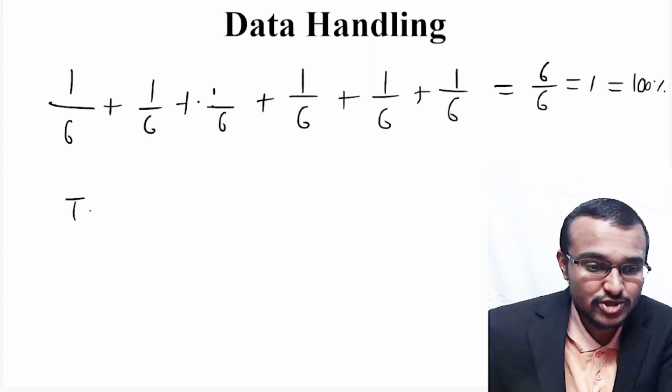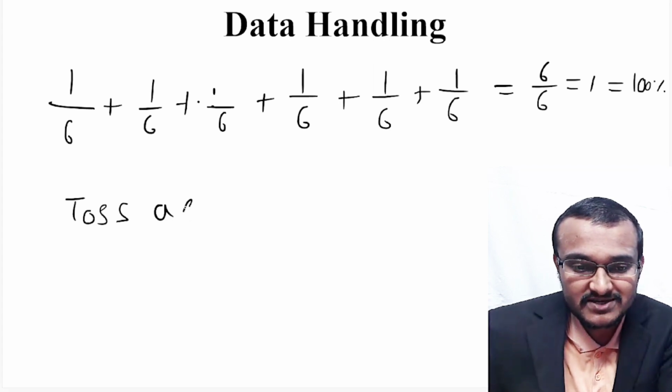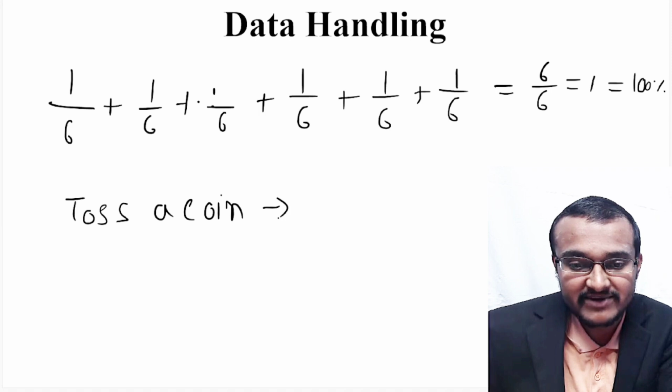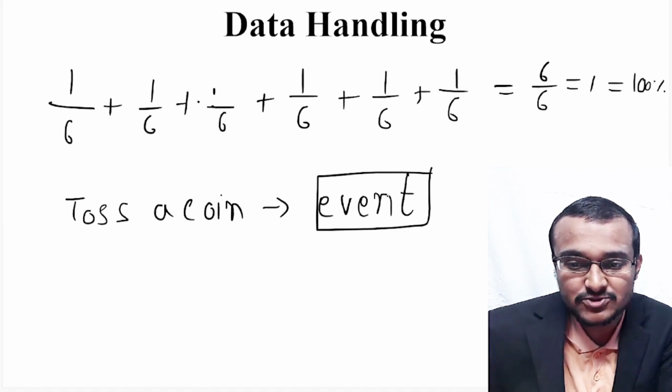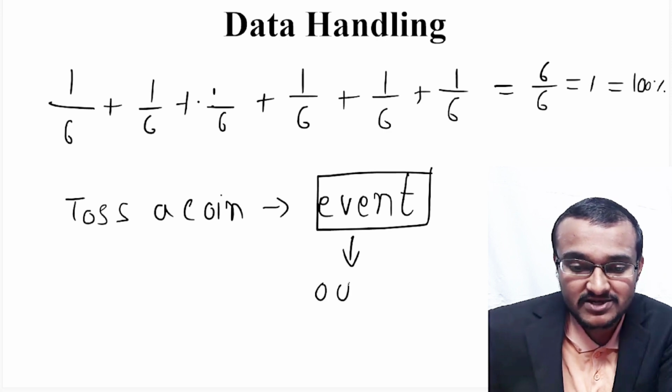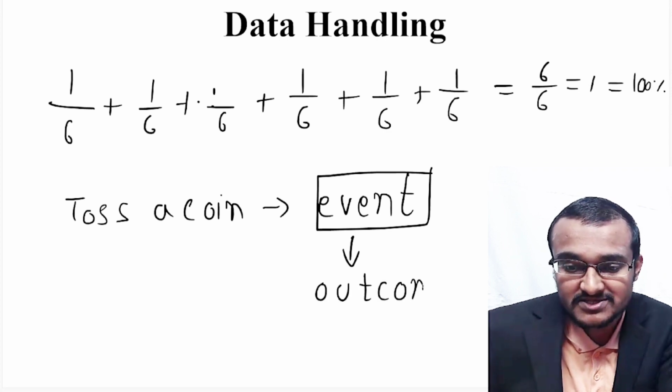So when you toss a coin, tossing a coin is actually an event. An event has different outcomes associated with it, because this particular event causes outcomes.